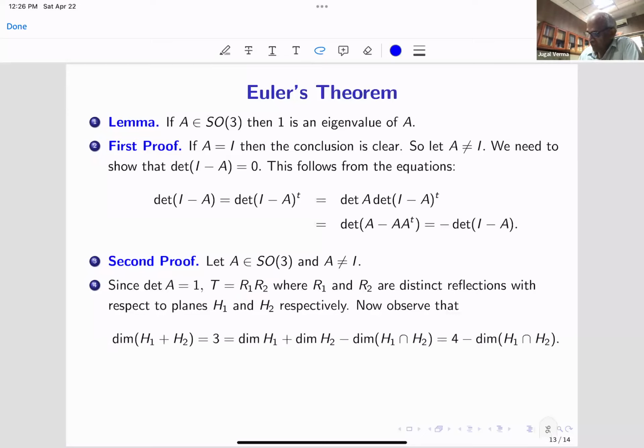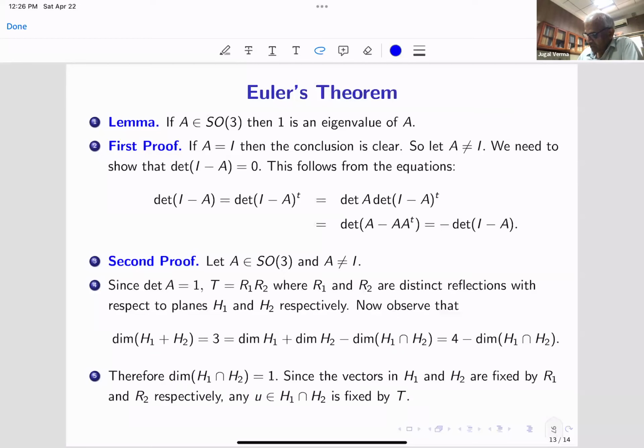So now look at these two planes. The sum of these two planes spans the whole space, because H1 and H2 are not identical planes. So the dimension of the sum of these two subspaces is 3, but that is dimension H1 plus dimension H2 minus the dimension of H1 intersection H2, and this is 4 minus this dimension. So the intersection has dimension 1. Two planes which are not parallel to each other in three-dimensional space have an intersection that is a line, and this is what it says.